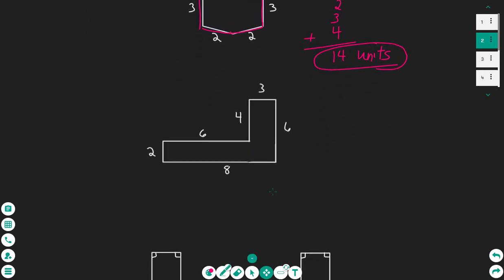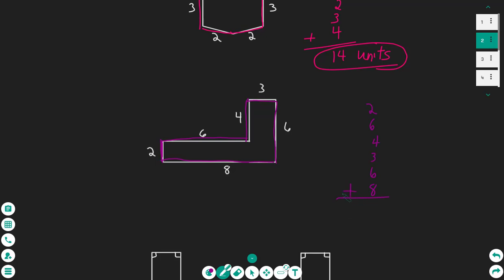Take a look at this one and see if you can find the perimeter for me. Once again, we're going to add up all our sides. I'm going to start on the left side this time. So we'll begin here. We have a 2. Tack on the next side. Well, that's a 6. Followed by a 4. And then a 3. Followed by another 6. Followed by an 8, which brings us back to the beginning.